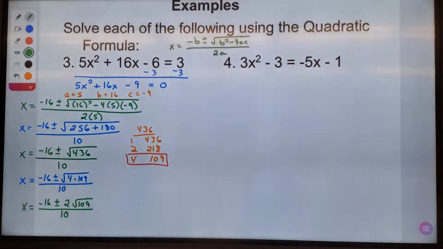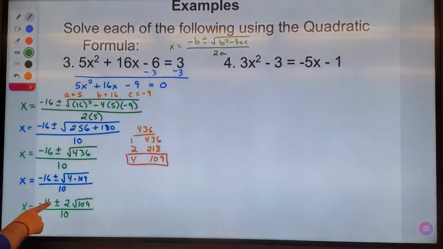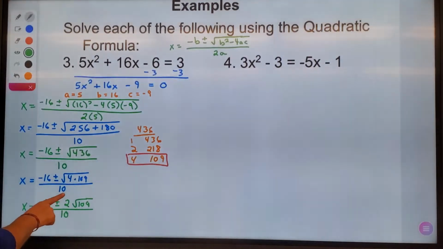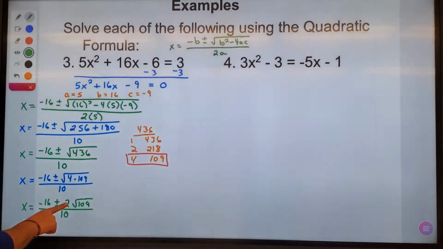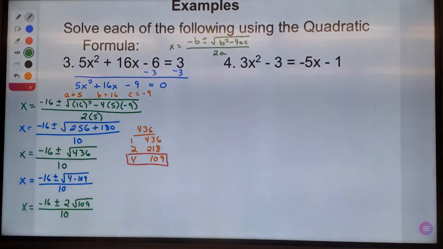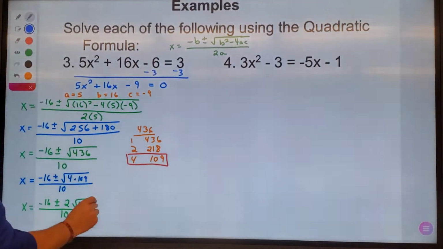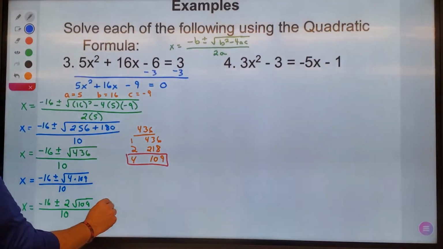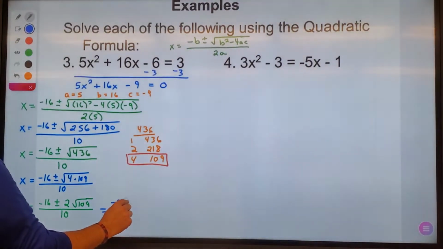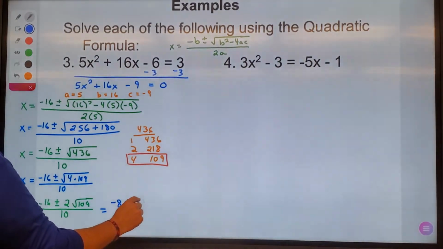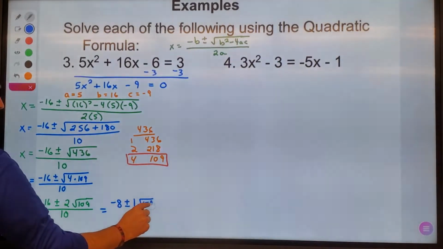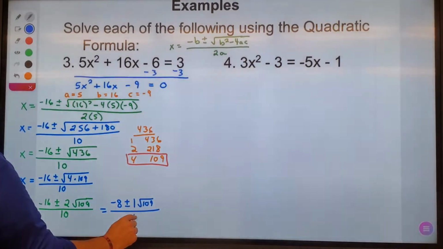However, you would not be finished because notice that all three numbers here, this one in front, this one in the denominator, and the one in front of the square root now, are all divisible by something. Which means I can take 16, 2, and 10 divided by some number that's in common. So I'm going to divide all of those by 2. When I do that, that's going to give me -8 plus or minus, and again you can put the 1 if you need to, square root of 109 over half of 10 is 5.